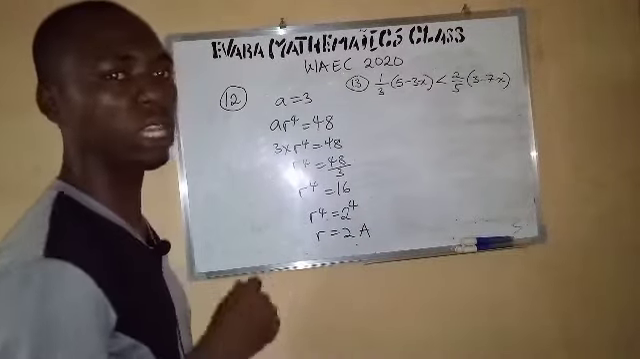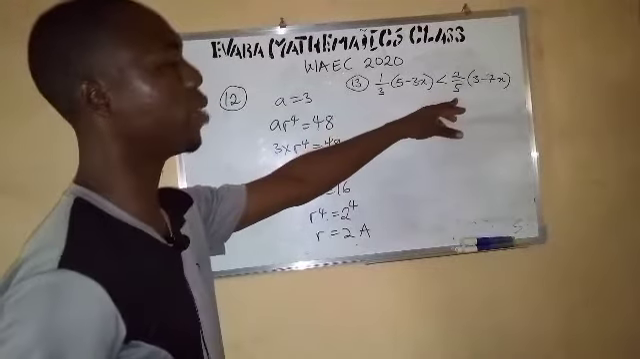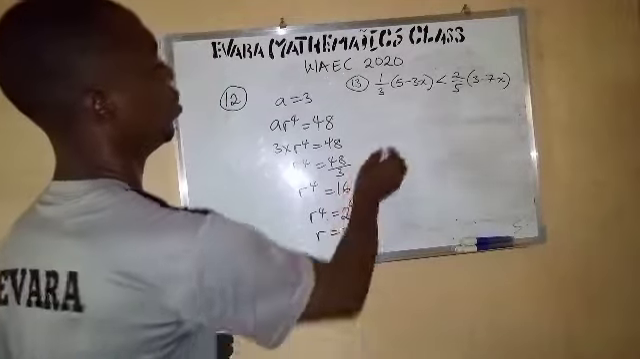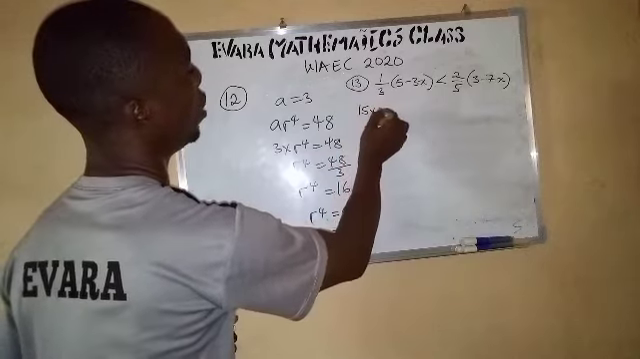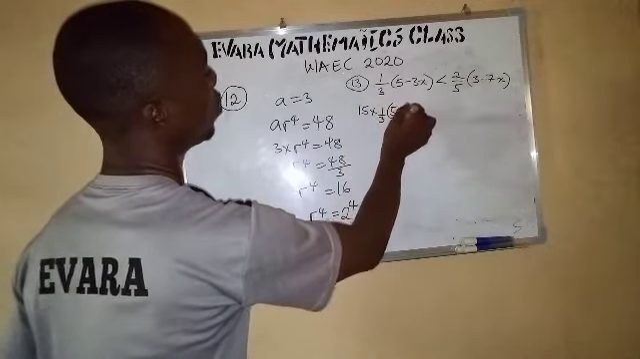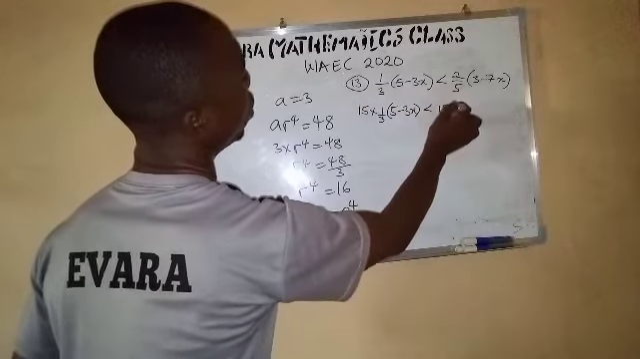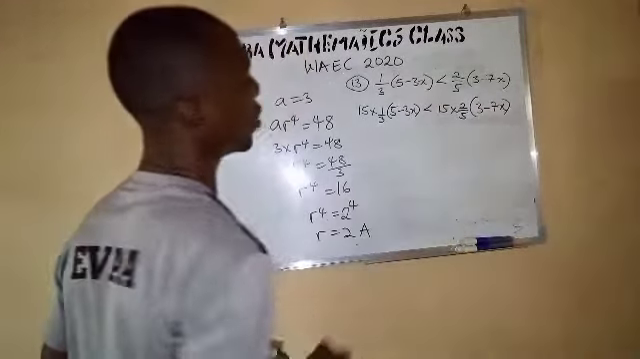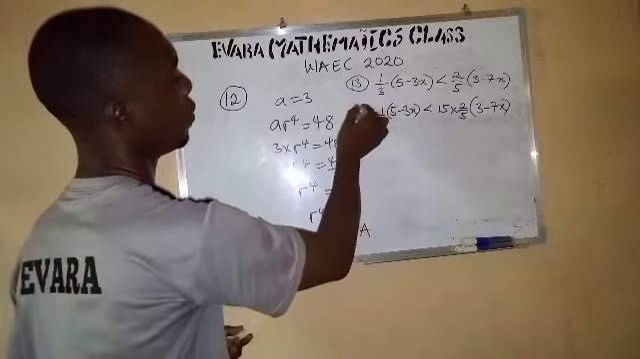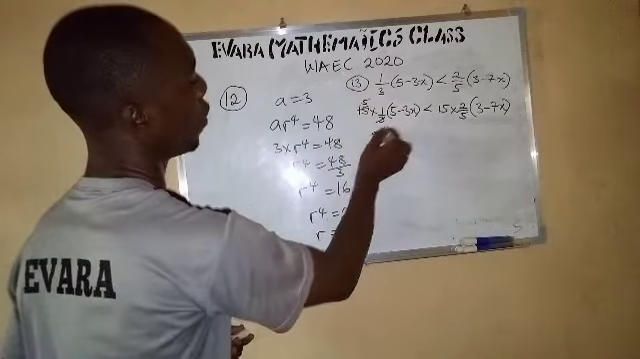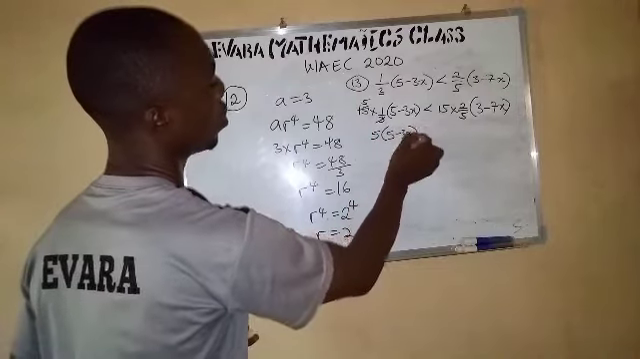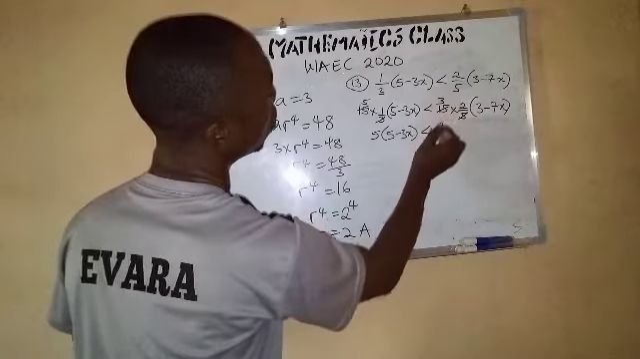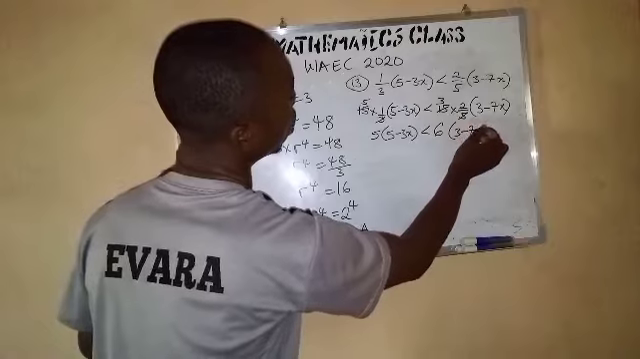We look for the LCM of the denominators. LCM of 3 and 5, that is the smallest number that both 3 and 5 can divide, which is 15. So we will multiply both sides by that LCM. 15 multiplied by 1 over 3 bracket 5 minus 3x, less than 15 multiplied by 2 over 5 into 3 minus 7x. So 3 divides 15 5 times. We now have 5 bracket 5 minus 3x less than 5 divides 15 3 times. So 3 times 2, 6 bracket 3 minus 7x.